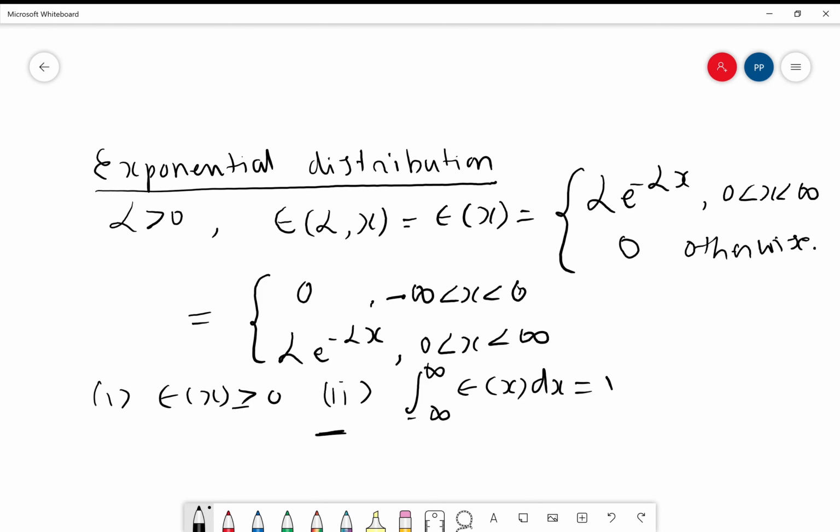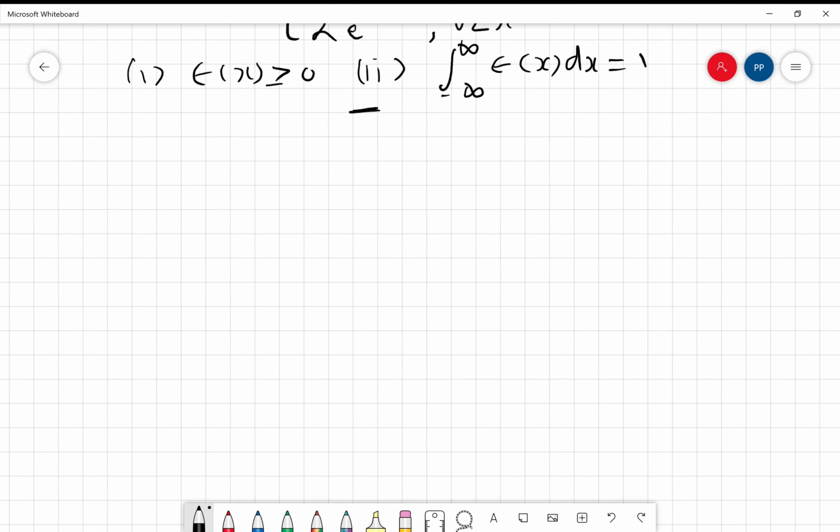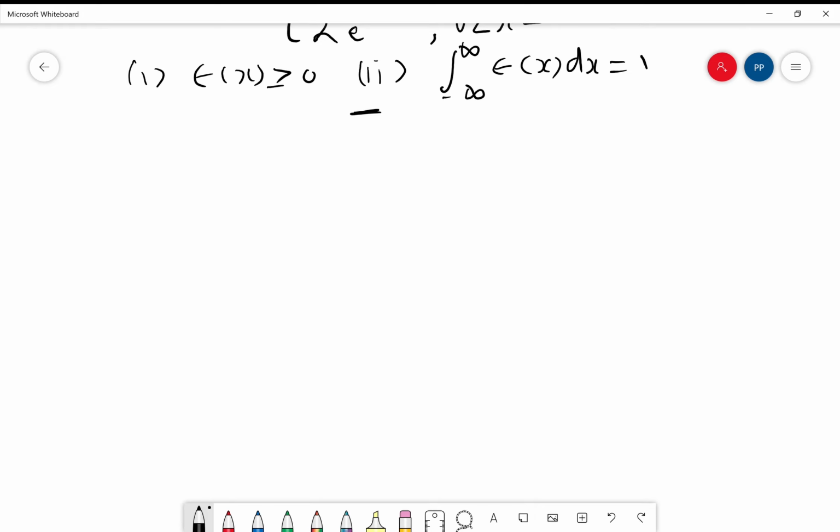Now, it's a very simple one, and in case of problems you will be told that it is an exponential distribution if you're given a problem on the distribution. Do not worry about recognizing that. Fine. Now let us find out the mean and standard deviation of this distribution.